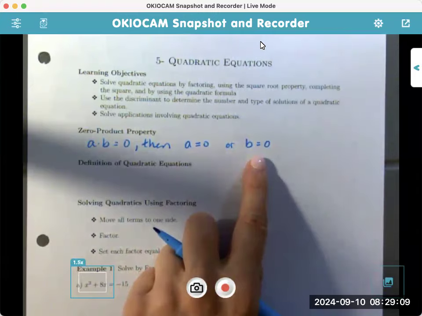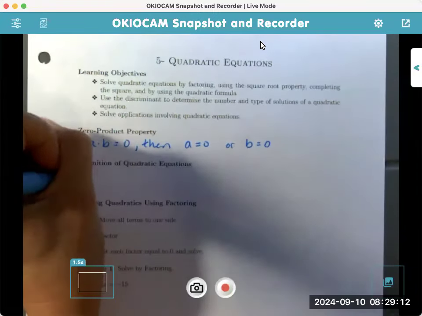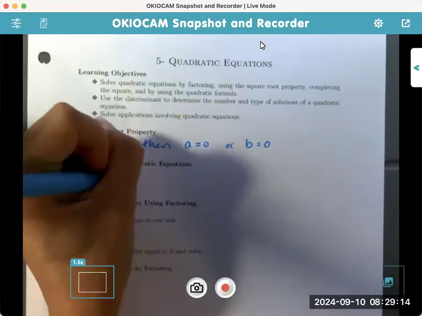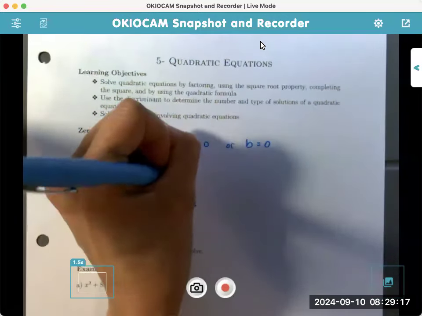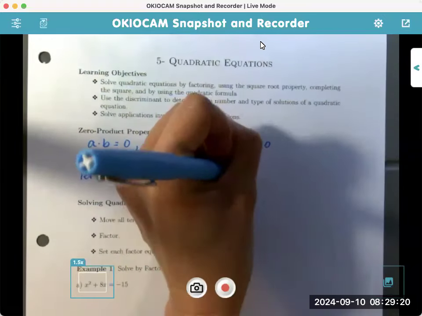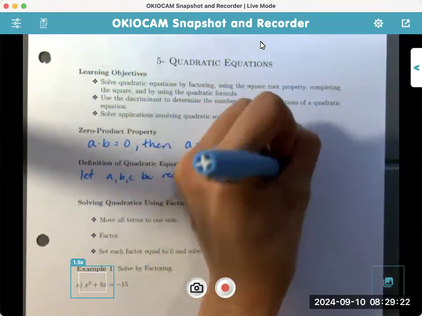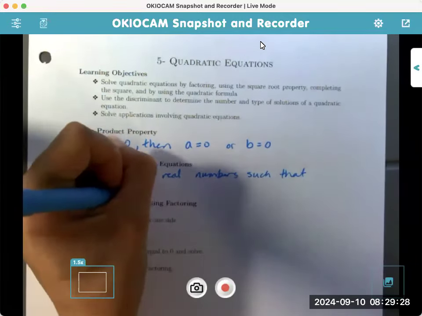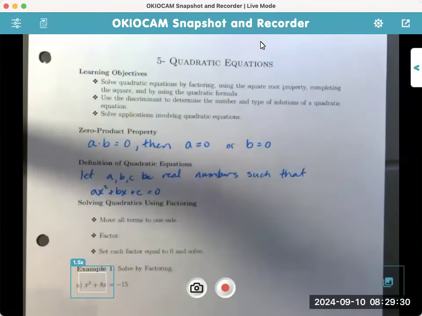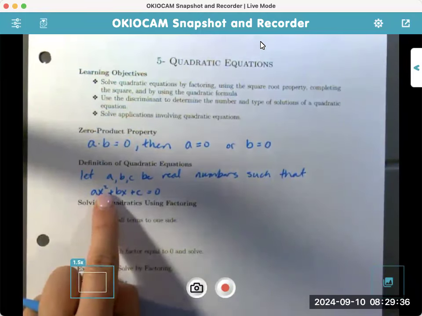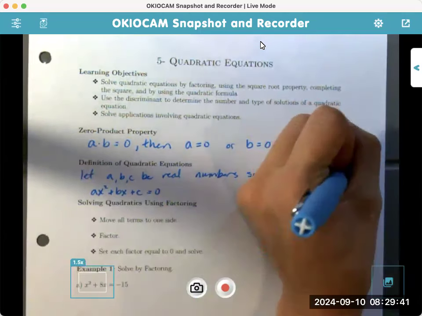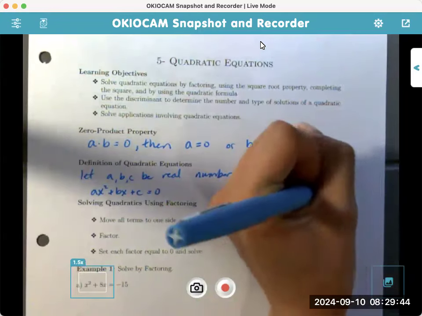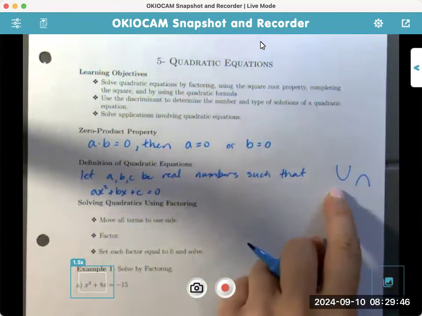So the definition of a quadratic equation is: let a, b, c be real numbers such that ax squared plus bx plus c is equal to 0. So the difference between a quadratic and a linear equation is that now our highest power is a square, right? That is one of the main differences. The quadratic equation is also that bowl-looking shape, if you're familiar, right? You have the bowl or umbrella.